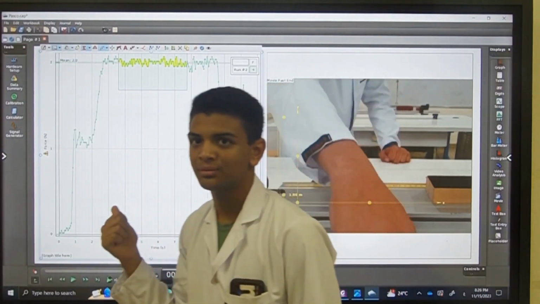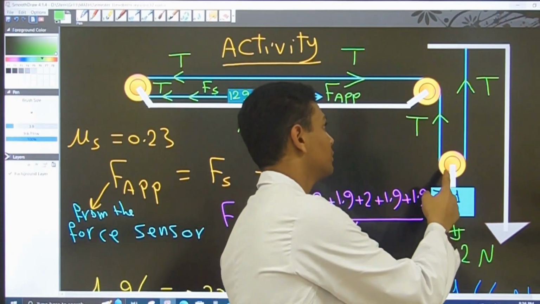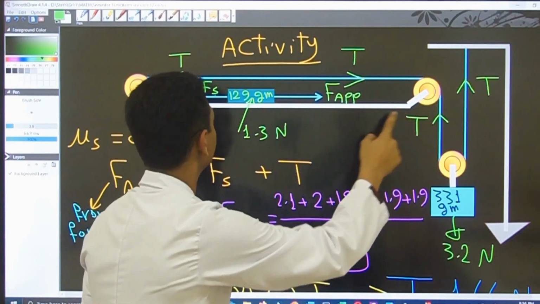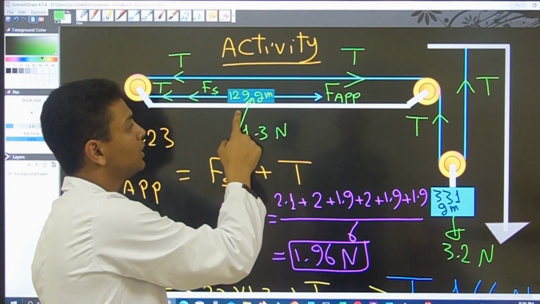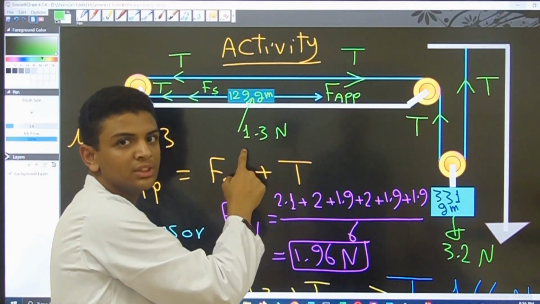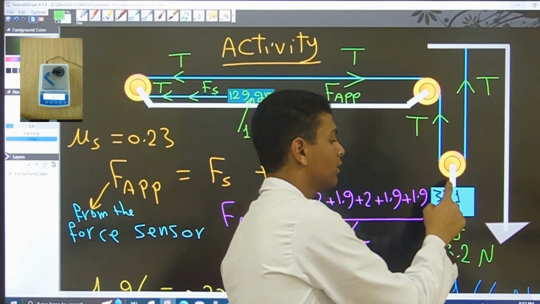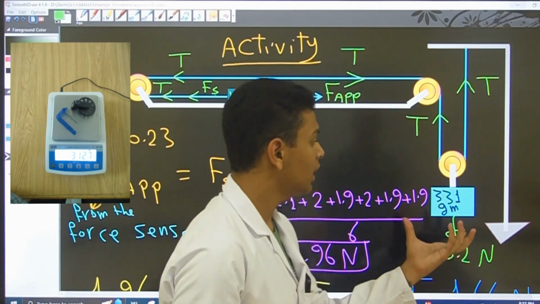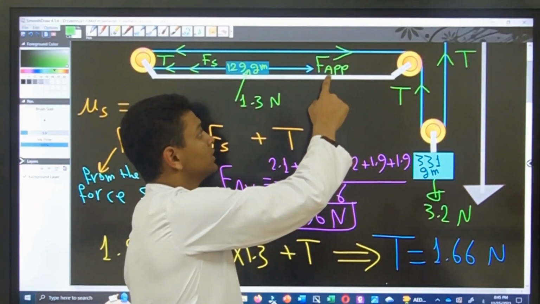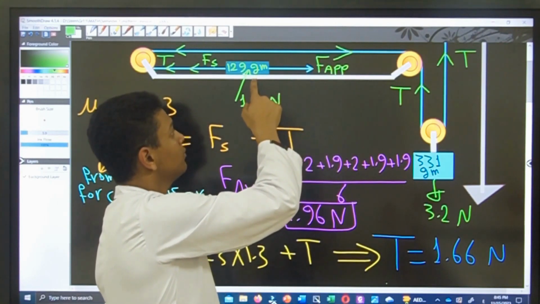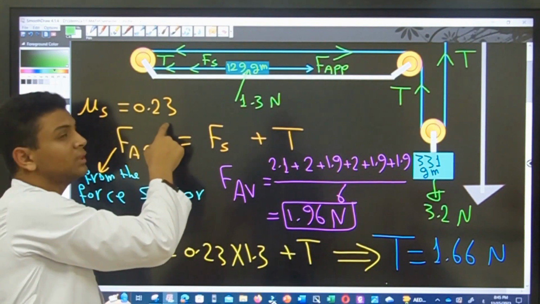Here, 2.0 Newton. In this diagram, this is the stand, the movable pulley, a fixed pulley, another fixed pulley, and a mass of 129 grams translated to 1.3 Newton, the force sensor, and the total mass of the pulley, hanger, and the masses, which is 331 grams translated to 3.2 Newtons. Here we pull the force sensor in order to let this body move, knowing that the mu s we calculated before is equal to 0.23.